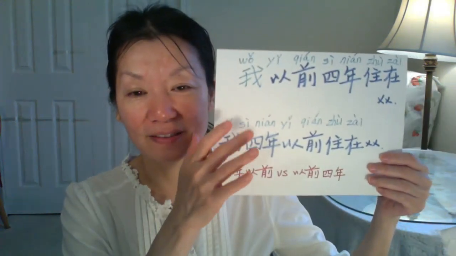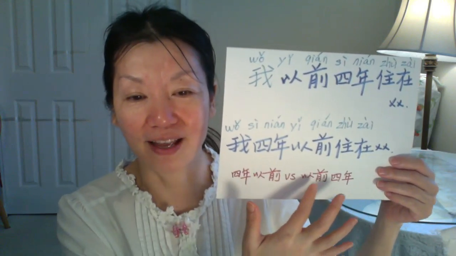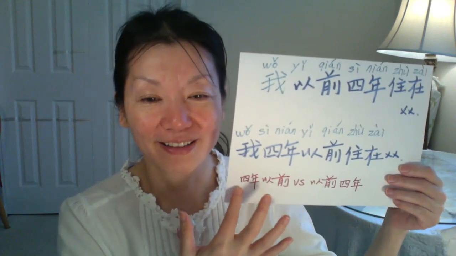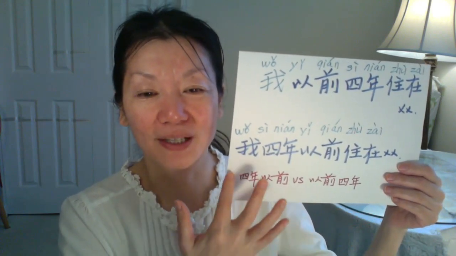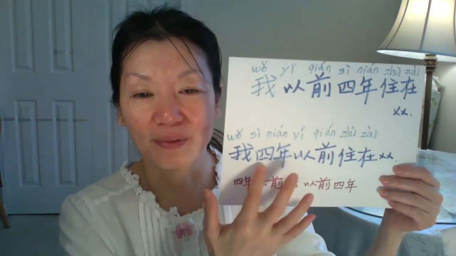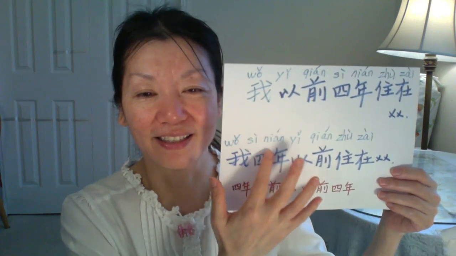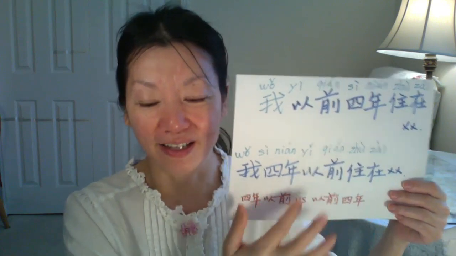Okay, this one is already finished. You know this one. 四年以前. Why say 以前四年? No. 四年以前, together, it's one part. 四年以前. Okay.